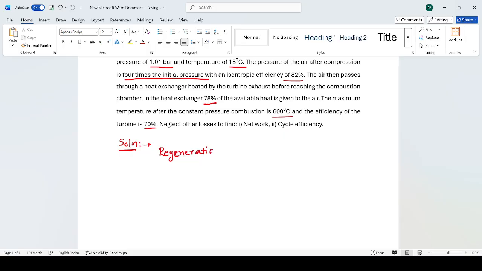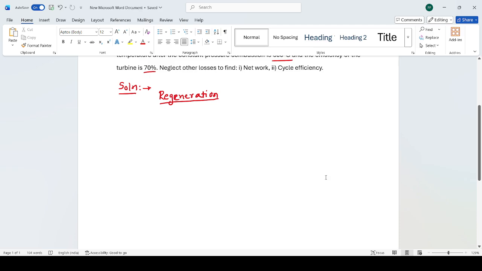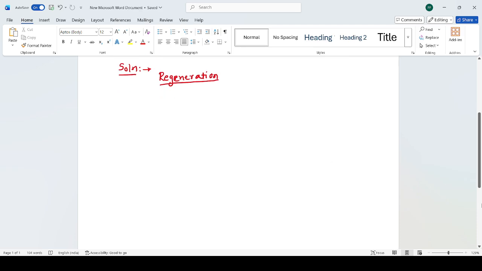So regeneration is one of the methods to improve the performance of gas turbine cycle. The other methods are intercooling, which is used to reduce the work of compression. Second is this regeneration arrangement that we are discussing in this problem. And another important method to improve the performance of the gas turbine cycle is reheating. So let us initially plot the block diagram for the regeneration arrangement used in the gas turbine cycle.